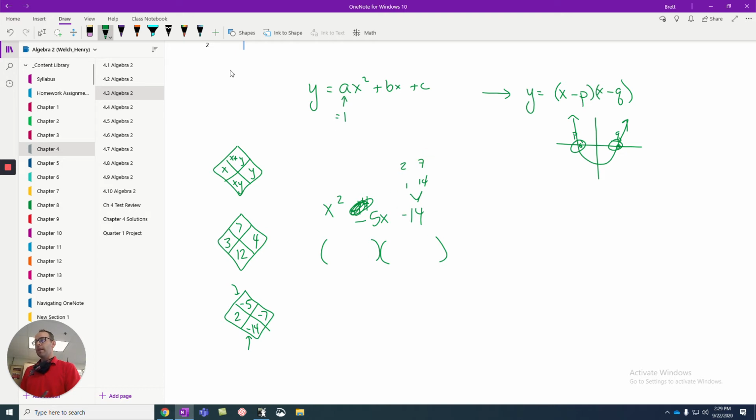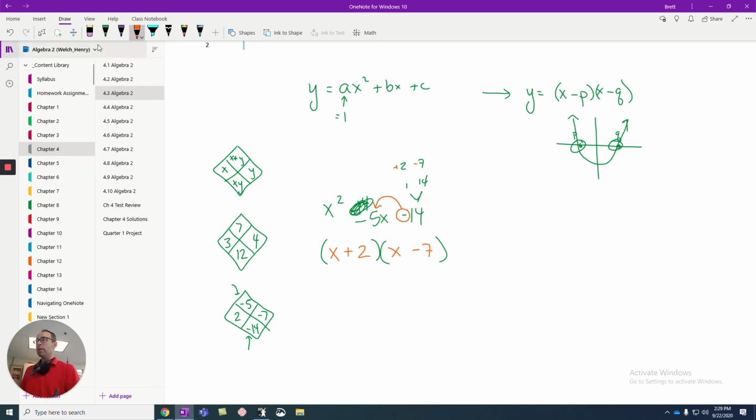Now this is really important, because the 14 is negative, I want to subtract them. One of them's got to be positive, one of them's got to be negative, and I somehow have to get a negative 5. If I use a negative 7 and a positive 2, they will multiply to my negative 14. But when I combine them by addition, I'll still get a negative 5. That means that the factored version of this original problem is x plus 2 times x minus 7.